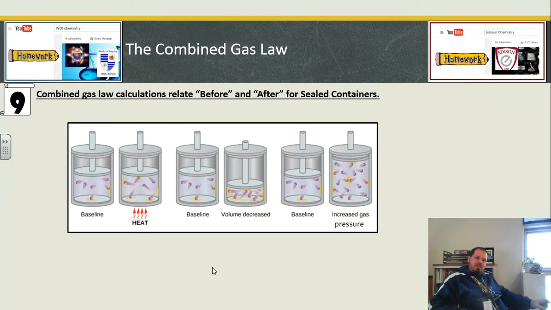Combined gas law calculations relate the before and after for sealed containers. So this picture's in your packet, and you can see that I'm going to start off with two pistons, and I'm going to heat it. Heating it should increase the volume. Then if I increase or decrease the pressure, I'm trying to figure out what happens. These are just baseline. If I add heat, what happens to the pressure? And the other one is baseline, and then volume is decreased. So what's happening to the pressure? Pressure, volume, temperature. Okay.